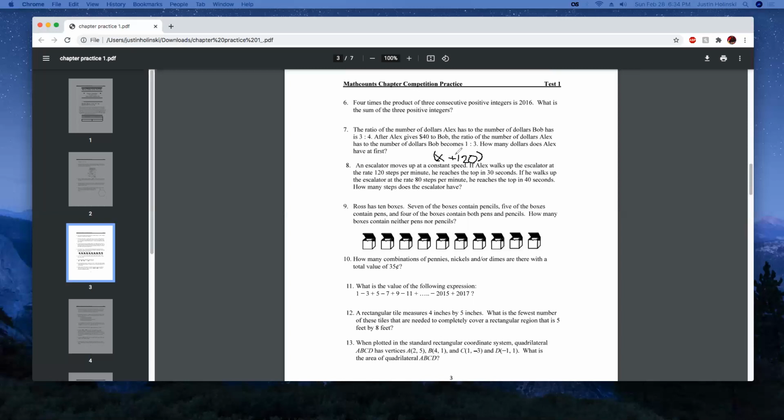So we have distance equals rate times time. 30 seconds would be 30 seconds over 60 seconds, because that's a minute. And then we set that equal to, this time, 80 plus X, because he's going up at a rate of 80 steps per minute. That looks like a weird 0, so I'm going to redraw it. So we have 80 plus X.